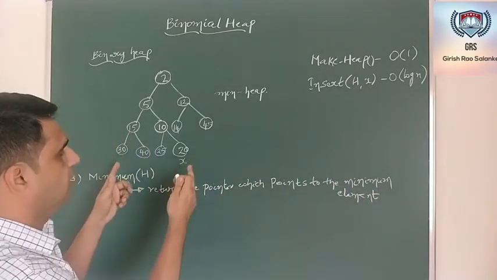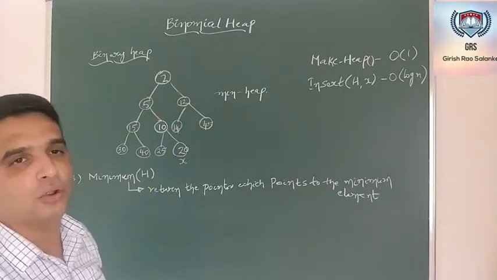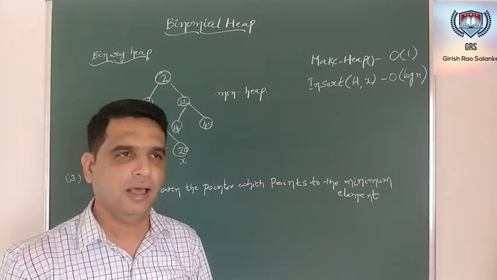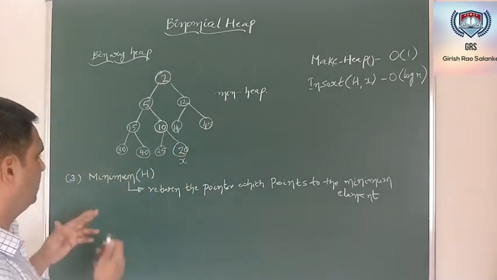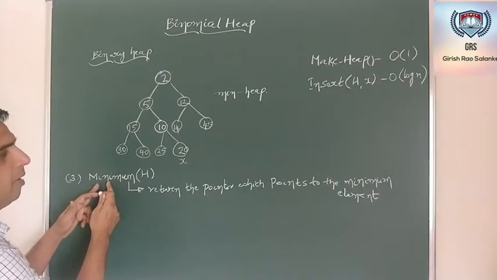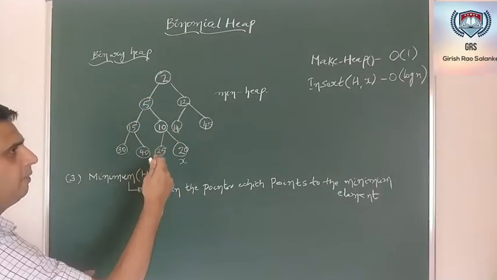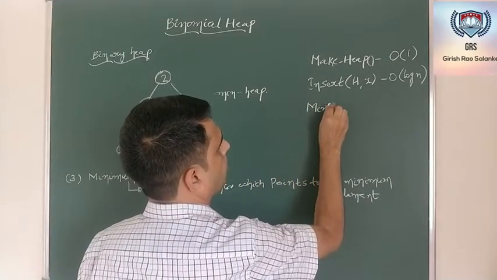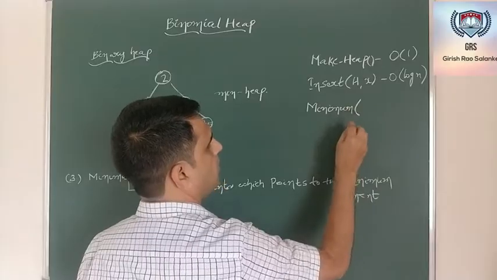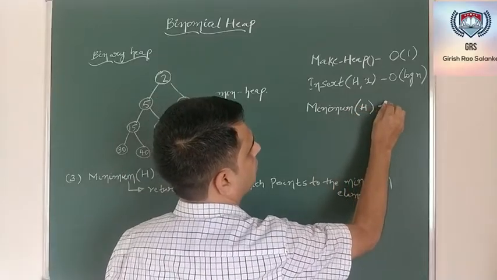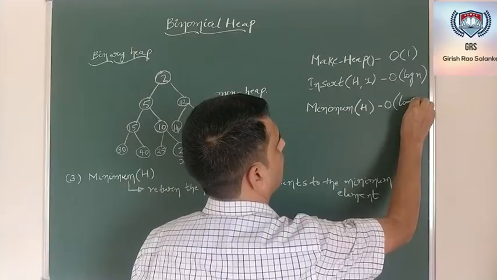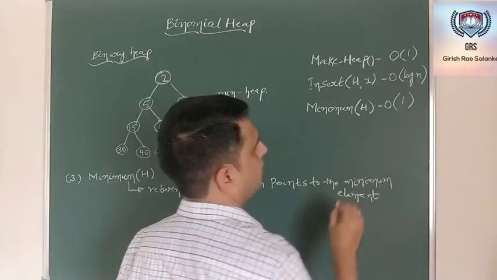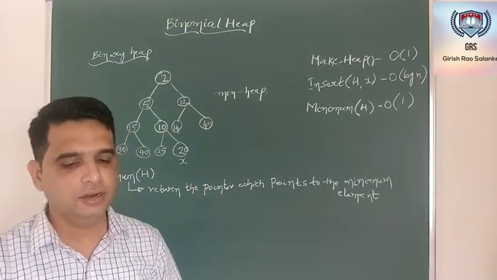So which node holds the minimum element? I know that it is the root node. To access the root node, how much time do I require? I require constant time. So please note that this minimum operation on a binary heap takes constant time. Minimum of h takes constant time, order of 1. This is about the operation minimum.